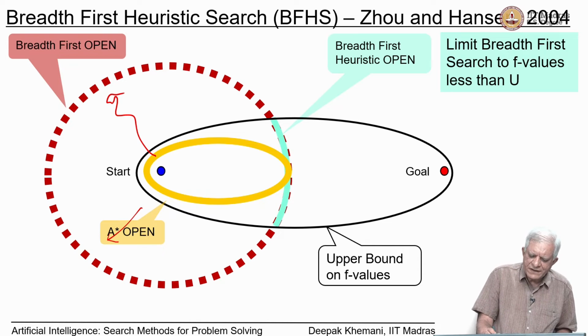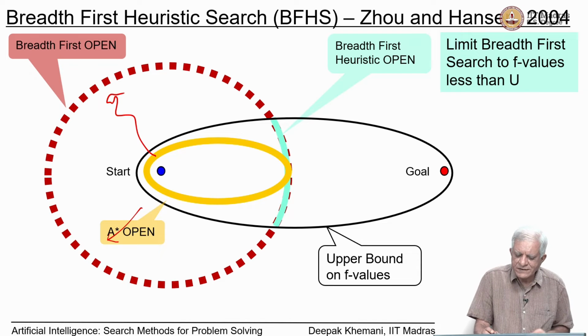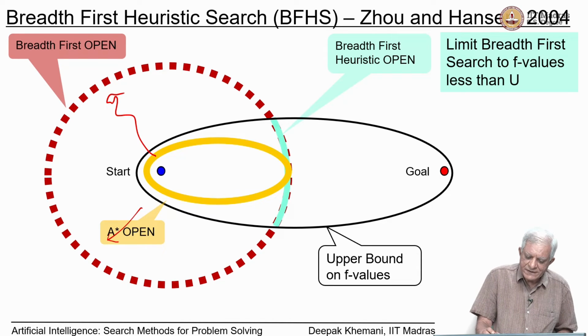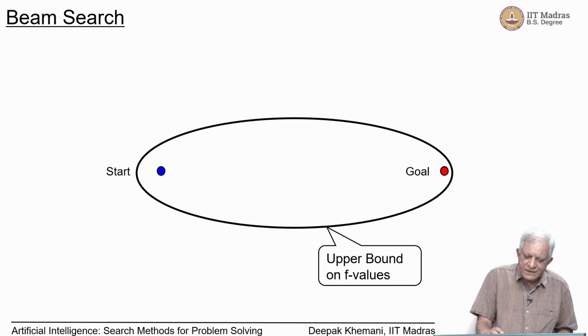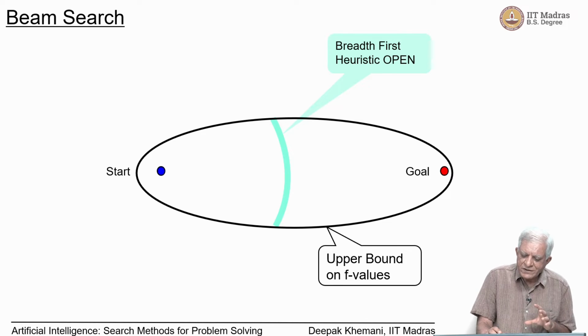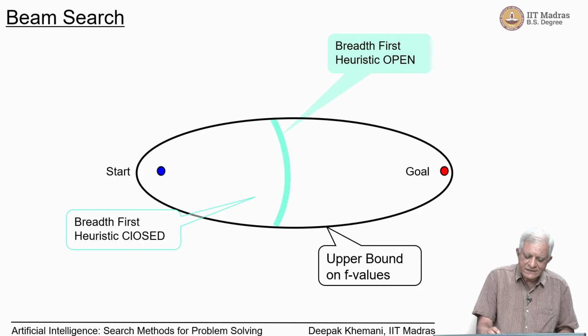And it has been empirically observed that the search frontier of breadth first heuristic search is smaller than the search frontier of A star algorithm, and this is an empirical observation. Beam search, we have already spoken about it. What does beam search do? Instead of maintaining the open list of breadth first heuristic search, beam search only looks at a fixed number of nodes at every level essentially.